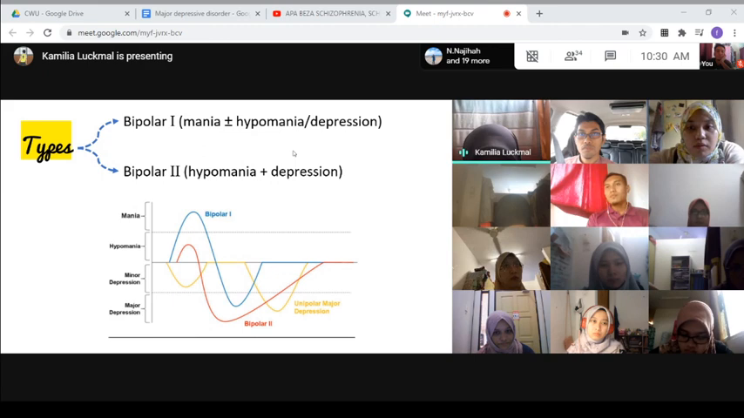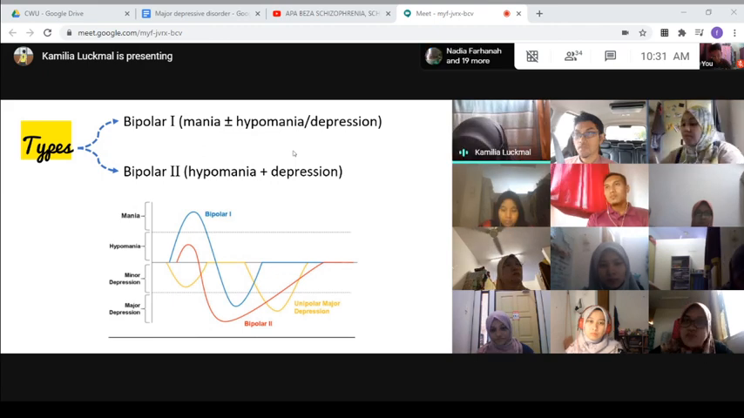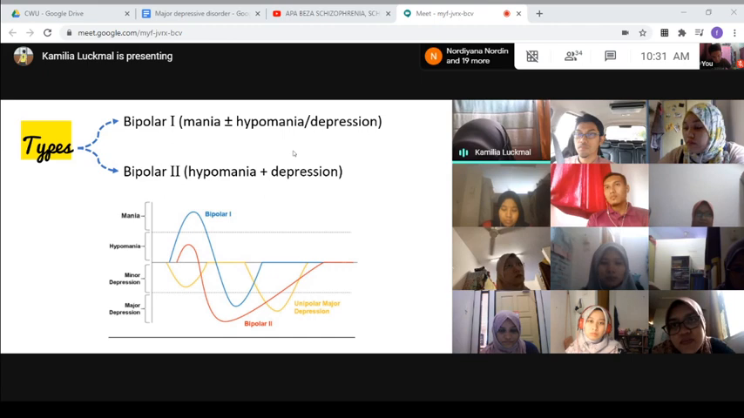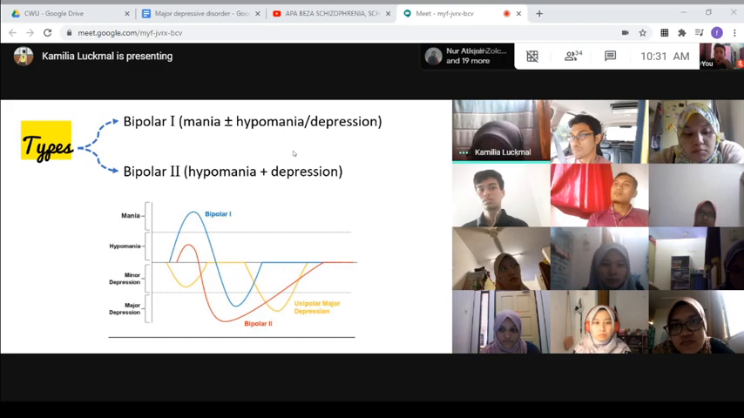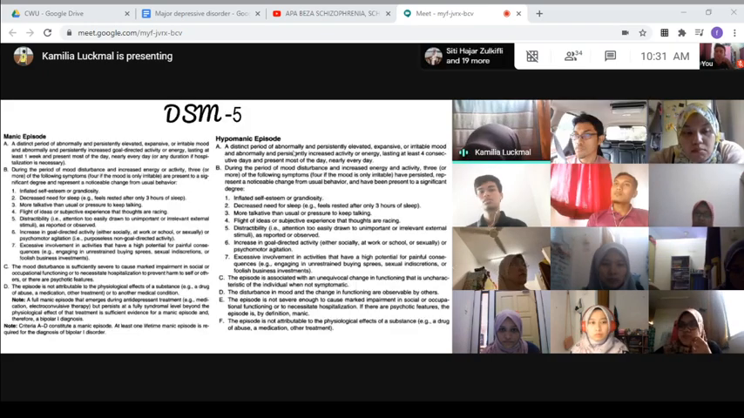Okay. So this graph shows the oscillations between mania and depression. It shows the differences between bipolar 1 and bipolar 2, whereby in the graph here, for bipolar 2, it does not reach the mania level. To diagnose an individual with mania or hypomania, they must fulfill the criteria.